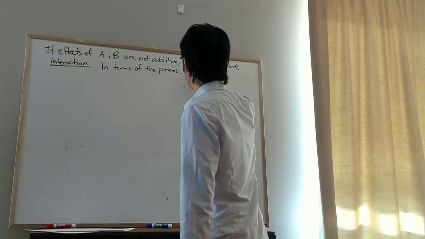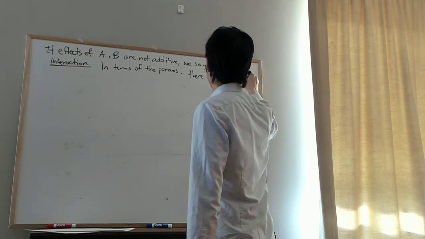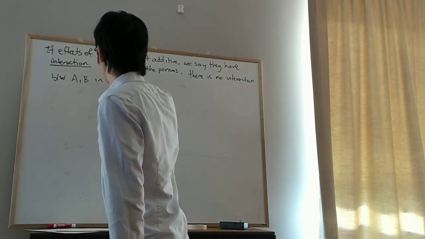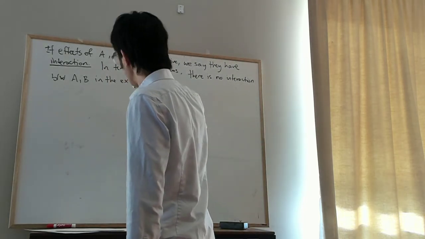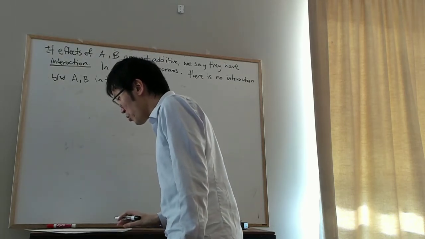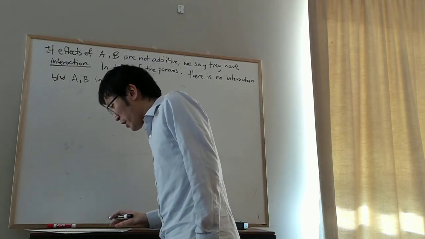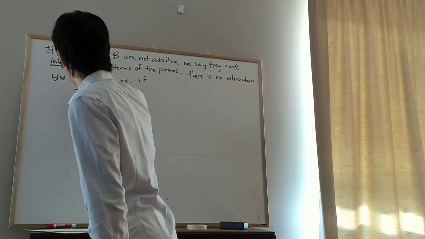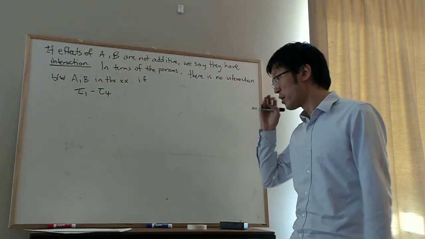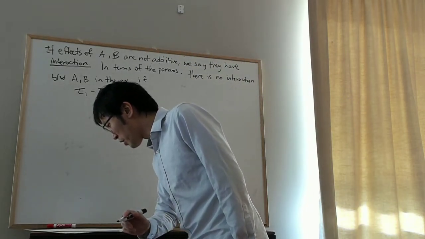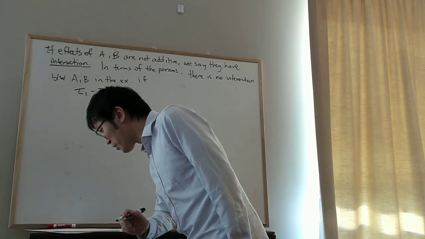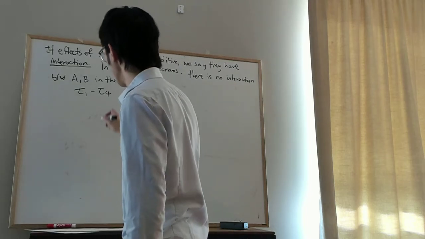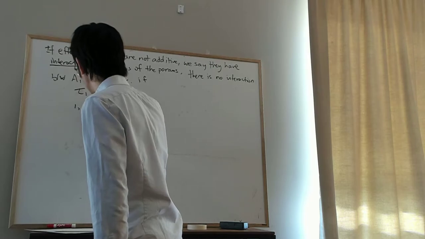In terms of the parameters, there is no interaction between A and B in the example. If you look at the table, if the effects are additive, then compare tau 4 and tau 1. What is measured by the difference between tau 1 and tau 4? Looking at the table, it's keeping factor B fixed and changing factor A from level 1 to level 2. So this is going from 1,1 to 2,1.